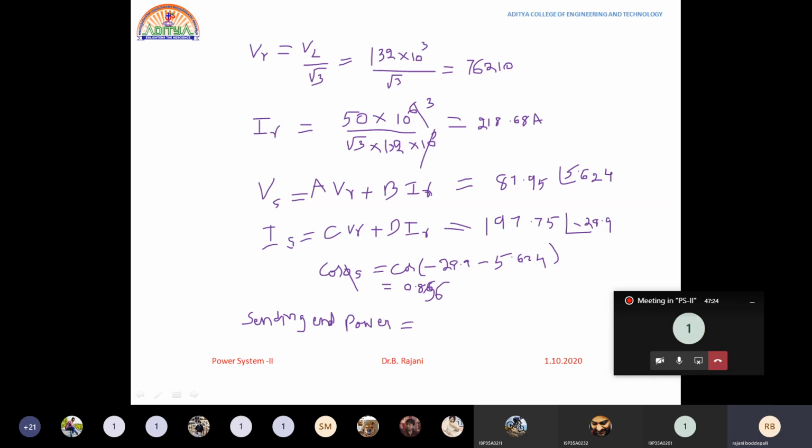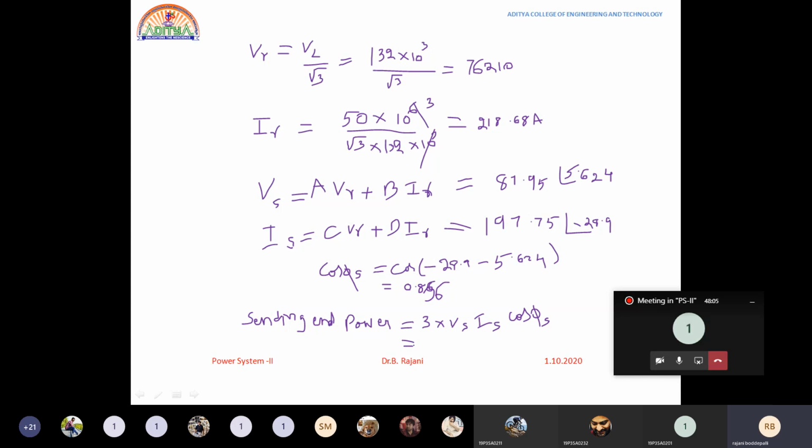Sending power is equal to 3 into Vs into Is into cos phi s. What is this Vs we are having? This Vs is nothing but 87.95. Let us substitute all these values here.